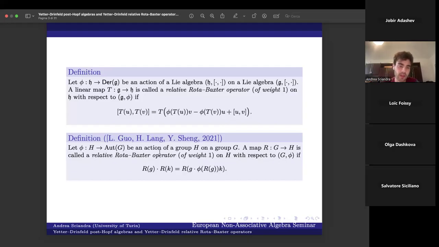Analogously, one can define, given an action of a group H on a group G, a map R from G to H is a relative Rota-Baxter operator on H with respect to G if the product of these two, Rg and Rk, where g and k are elements of G, is given by the image through R of the product of g with the action of Rg on k.